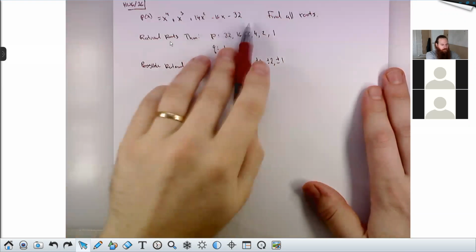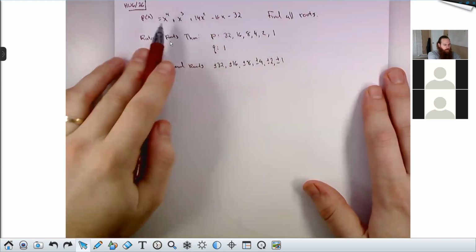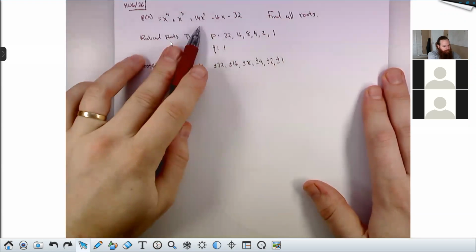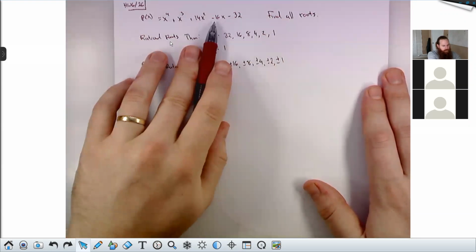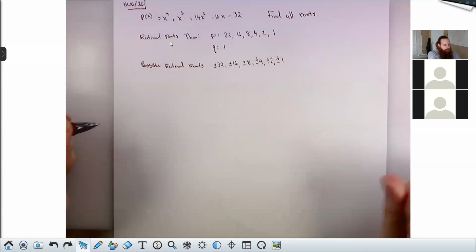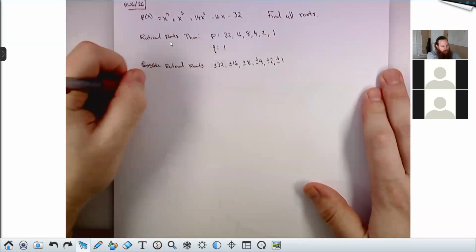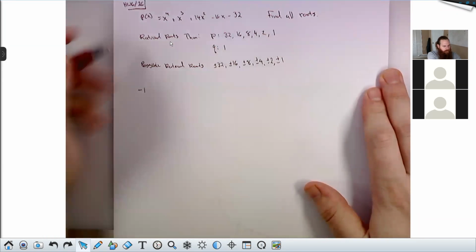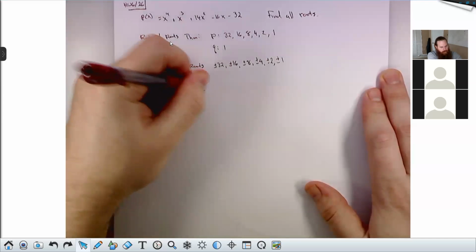You can check 1 easily just by adding up all these guys with x equals 1 plugged in. That would be 1 plus 1 plus 14. That's 16. 16 minus 16 is 0. Minus 32 is certainly not 0. So 1 is out. We can try -1 using synthetic division. So I write down the coefficients.